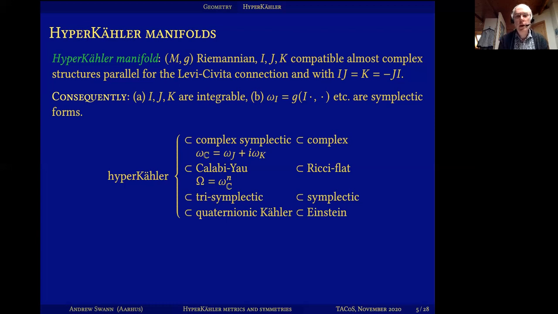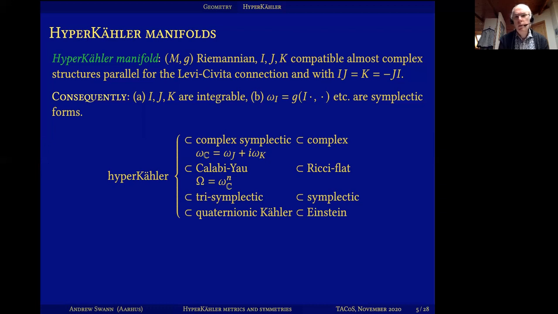Looking in the other direction, away from complex geometry but towards the symplectic structures, we have a triple of symplectic forms. There are various generalizations of that, giving various different ideas called trisymplectic geometry. And of course, focusing on just one of those puts you in the case of symplectic geometry in general.